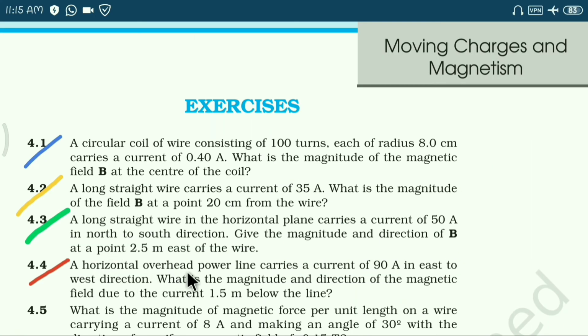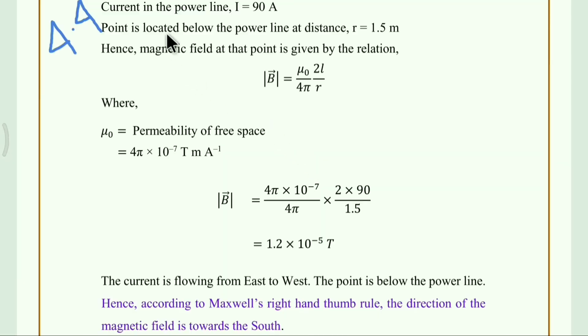Question number 4.4. A horizontal overhead power line carries a current of 90 ampere in east to west direction. What is the magnitude and direction of the magnetic field due to the current 1.5 meter below the line? So same formula, same thing. Current in the power line is 90 ampere. The point is located below the power line, that is 1.5 meter. Hence the same formula we have applied here. It comes out as 1.2 into 10 to the power minus 5 Tesla.